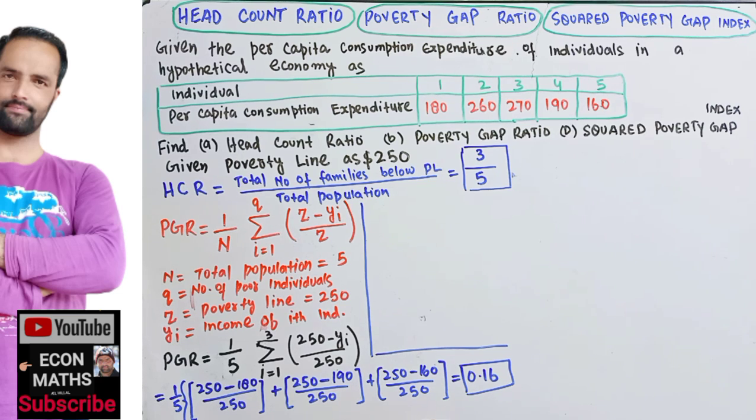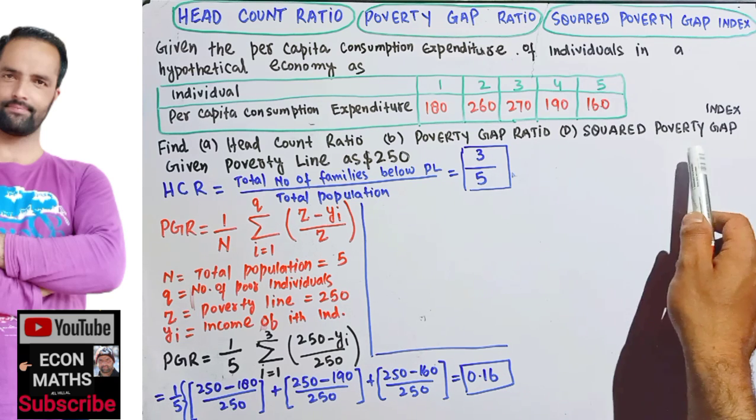Now this poverty gap ratio actually shows us the depth of poverty. By depth we mean how far, on an average, the poor are below the poverty line. So depth simply means how far on an average the poor are below the poverty line. So this poverty gap ratio shows us the depth of poverty.